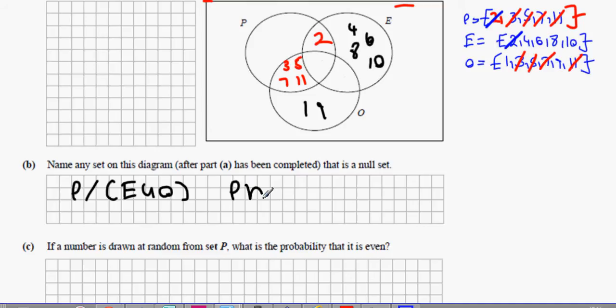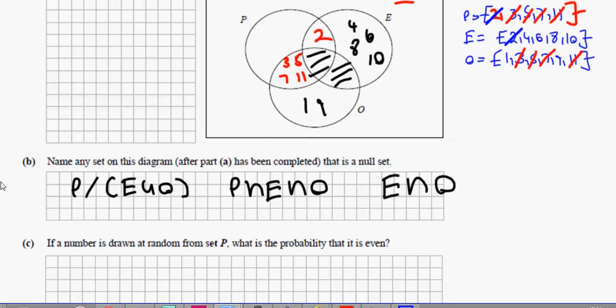P intersection E intersection O, which would be this section here. Okay, that's also a null set. And then another null set would be E intersection O, that full part there. So there's 3 null sets.